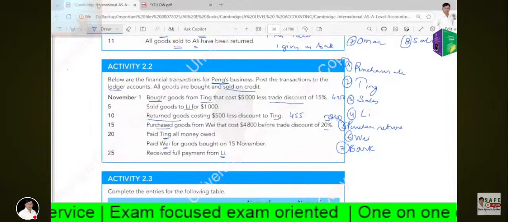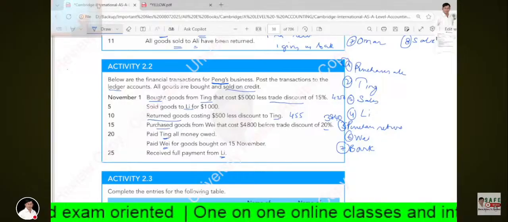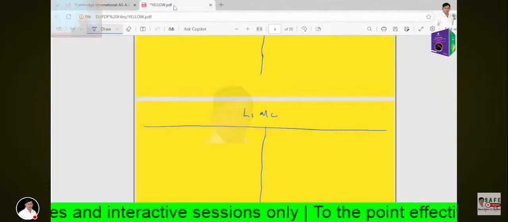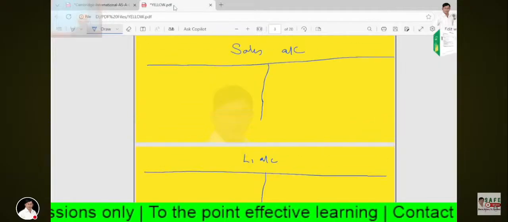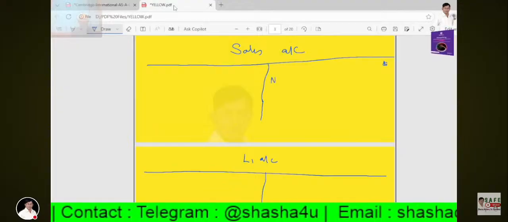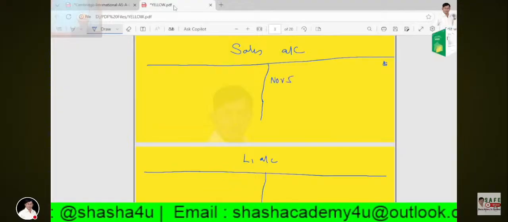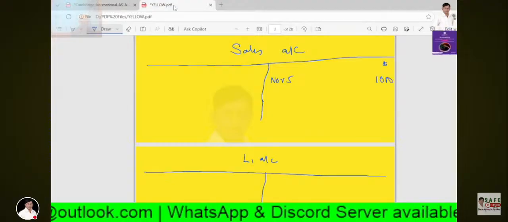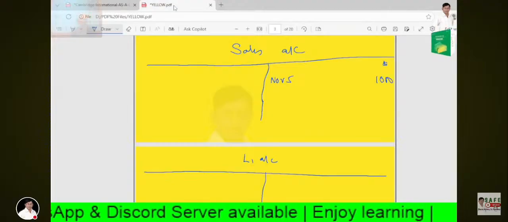So how much is sales? Sold goods to Lee for 1,000, and the date is November 5th. November 5th, 1,000. Credit to sales because sales is an income. So credit all incomes and gains.